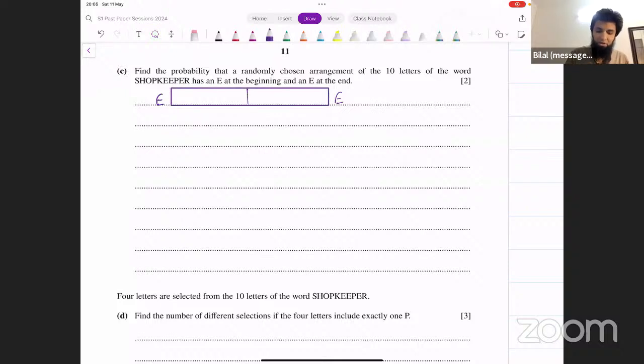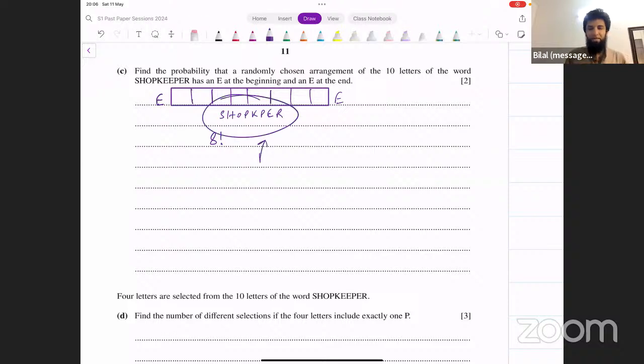So we have 8 boxes for those 8 letters. There's no condition on those 8 letters. Now, what are those letters? S, H, O, P, K, P, E, R. These are the remaining letters. In how many ways can we arrange these remaining letters? 8 factorial, right? Because there are 8 letters. Remember, E's are fixed. They are not going to move. We don't have to do anything with them.